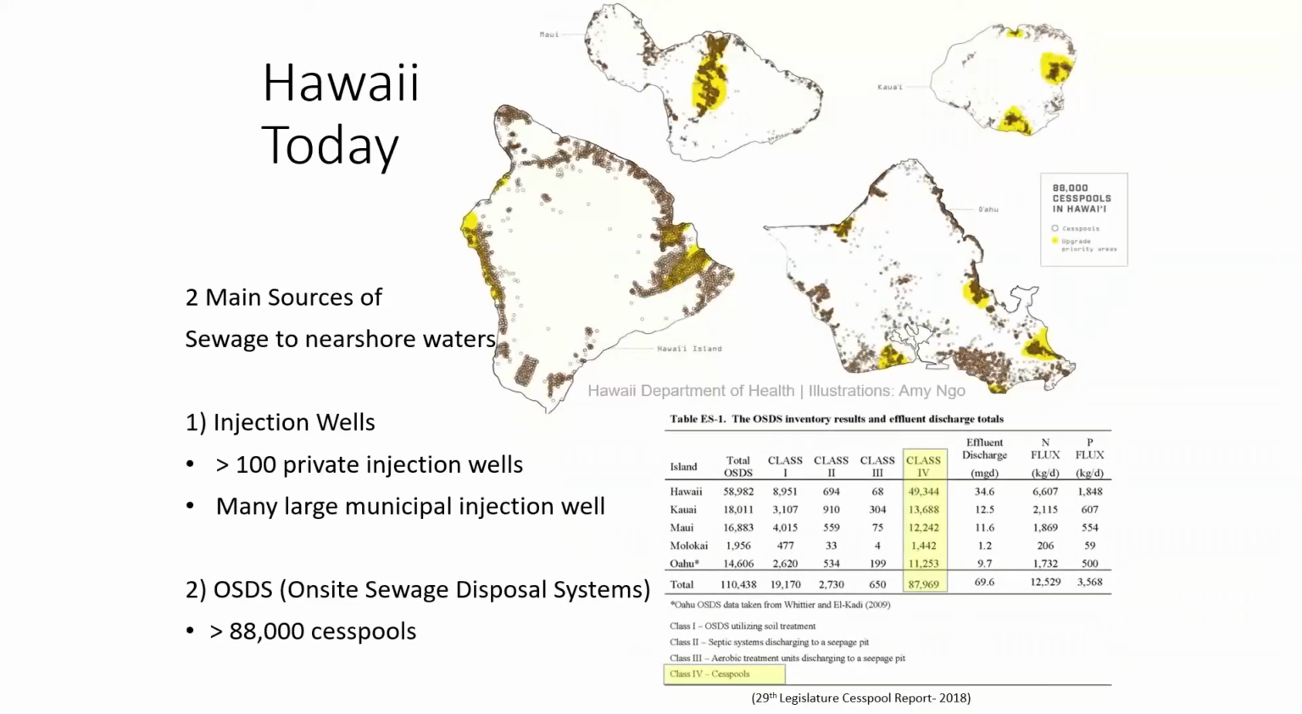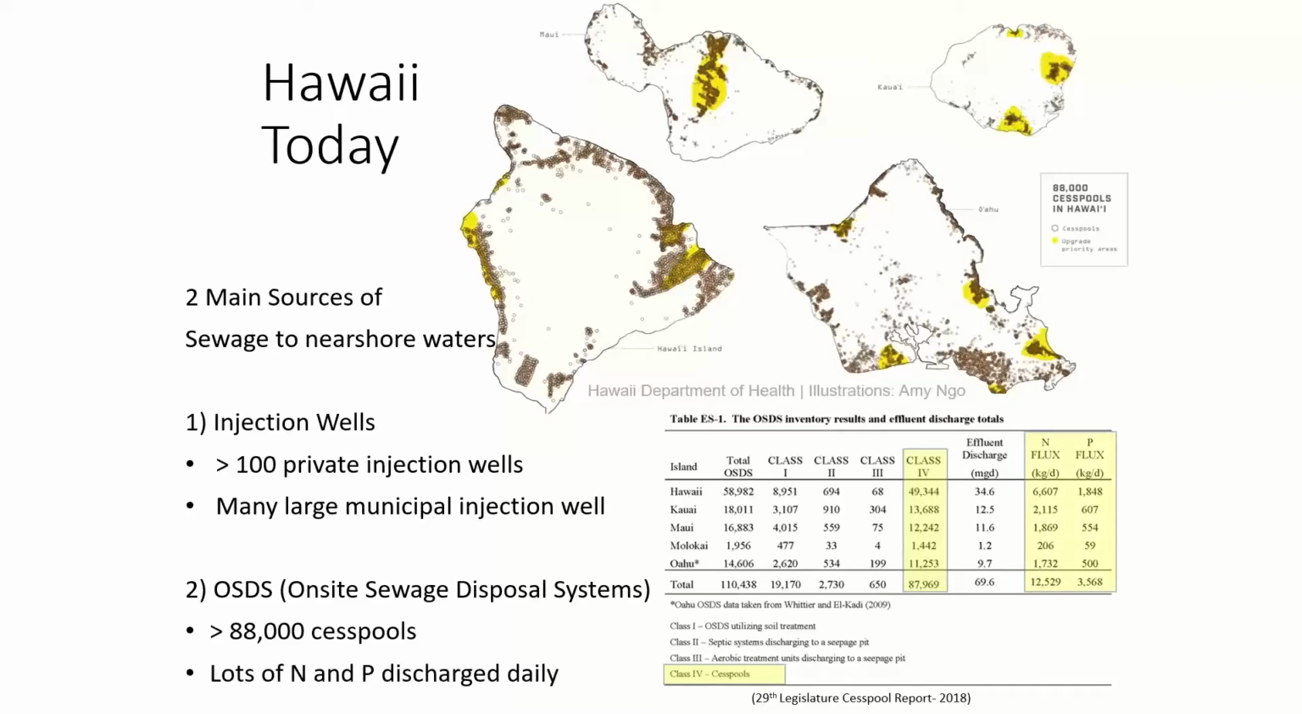And the second major source, which we've touched on briefly, is OSDS, or on-site sewage disposal systems. There are a couple of different classes of these depending on the type of treatment. There are around 110,000 statewide that we know about, and more than 88,000 of those, about 80%, are cesspools. A cesspool is similar to an injection well in the sense that it's basically a hole in the ground, but a very shallow hole. As Kim mentioned, they can be found quite close to the groundwater table and have easy access to that groundwater, which then flows along flow paths towards the ocean.